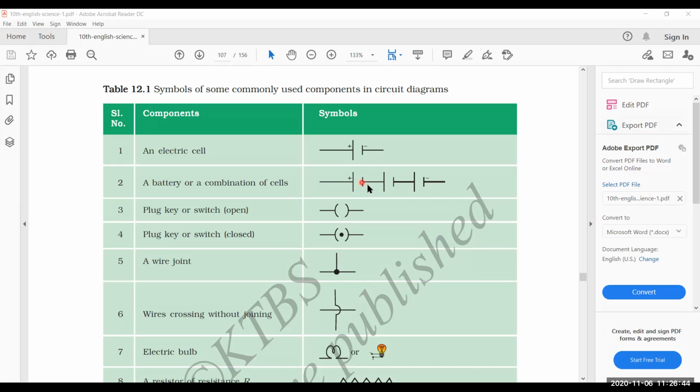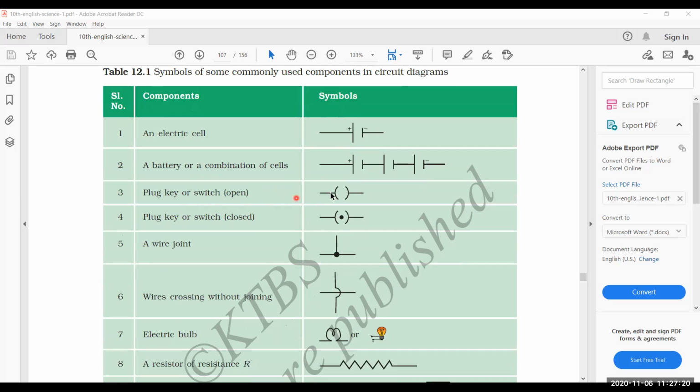When these cells are connected in series, one by one, positive, negative, again positive, again negative, then when two or more cells are connected like this, we say it's not a cell, it is a battery. So a battery is a combination of cells. It is a cell because there is only one positive and one negative. When these are connected in series, it is called a battery, not a cell.